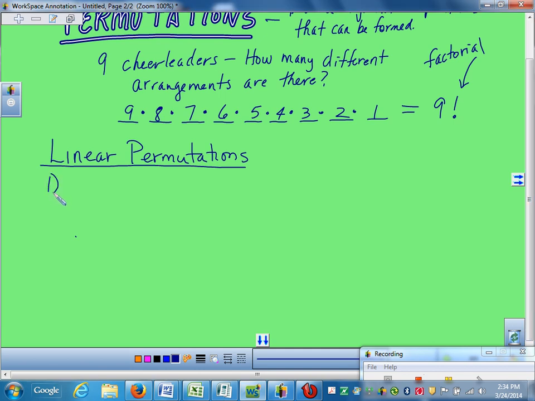These are on the journal on the back side, about the second or third question down. If you are arranging all the objects in patterns, you're going to use all the objects you've got. In this case, we were using all 9 cheerleaders at once. If you want to do all the objects, then however many there are, you take that factorial. That will tell you the number of ways to do it. So if you're doing all objects, it's n factorial.